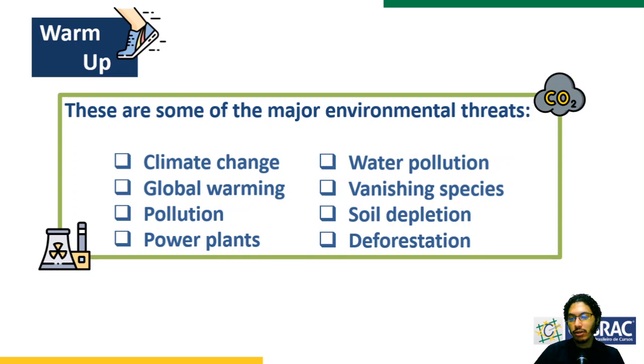I'm gonna say it real quick, okay, so pay attention. Climate change é a mudança climática. Global warming é o aquecimento global. Pollution, poluição. Power plants, como tem ali no cantinho, tá? São usinas, usinas de quase todos os tipos, né? Especialmente usinas de carvão, né? Usinas termoelétricas. Water pollution, poluição da água. Vanishing species, que são espécies que estão desaparecendo em extinção. Soil depletion, que seria a aridez do solo. We have deforestation, que é o desmatamento. É quando você tira a floresta, you're deforesting, você está desmatando.